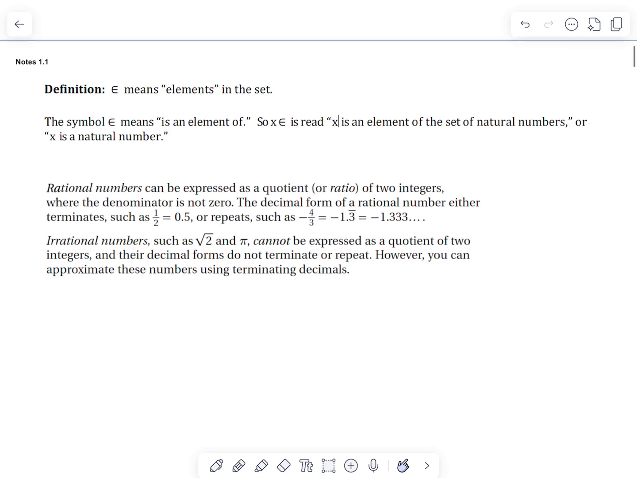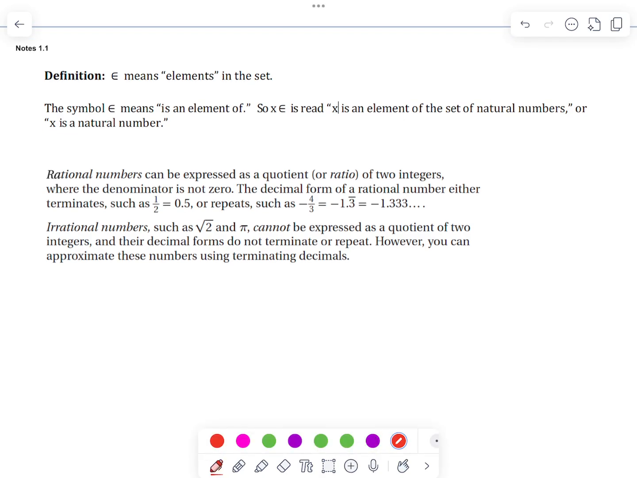If you see this symbol here, looks like a little E, that E represents elements in the set. And this is how it is read. A little bit more explanation of rational numbers. They can be written as a fraction or a quotient, where irrational numbers such as the square root of 2 or pi cannot be written as a fraction. Those decimals do not terminate, or they have this repeating decimal.